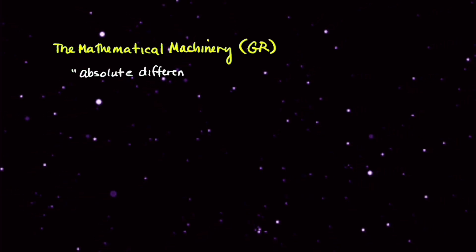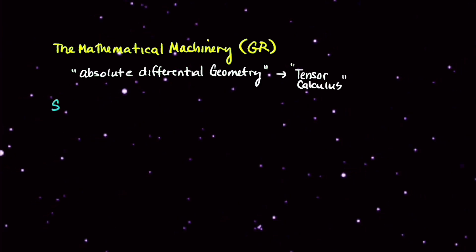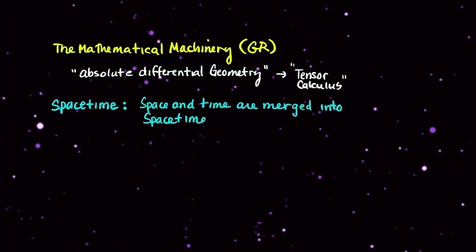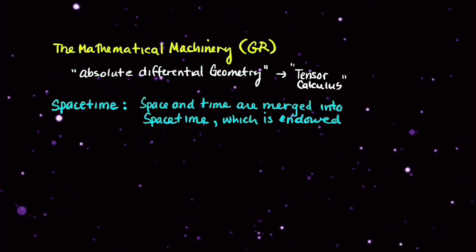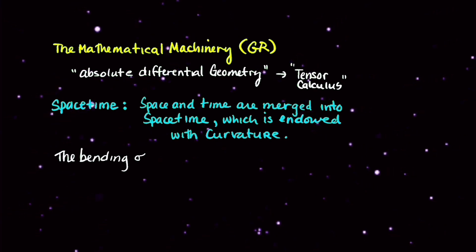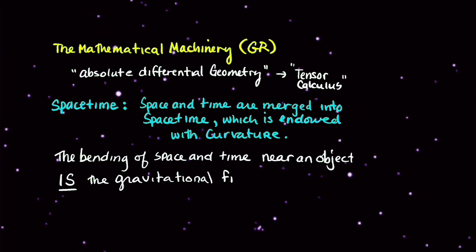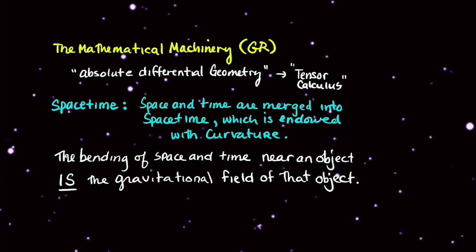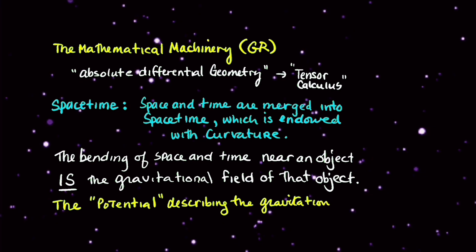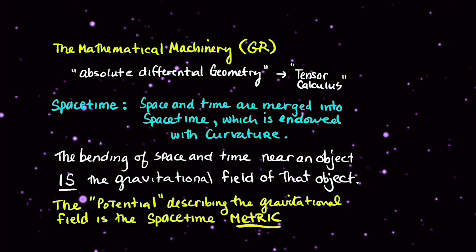The mathematical machinery in general relativity uses absolute differential geometry, also known as tensor calculus. Space and time are merged into this concept of space-time, which is endowed with curvature. That is the bending of space and time near an object, which is the gravitational field of that object. And the potential describing that gravitational field is the space-time metric.